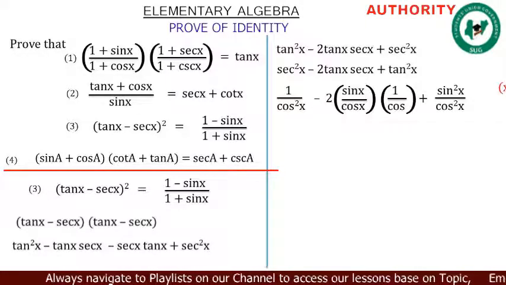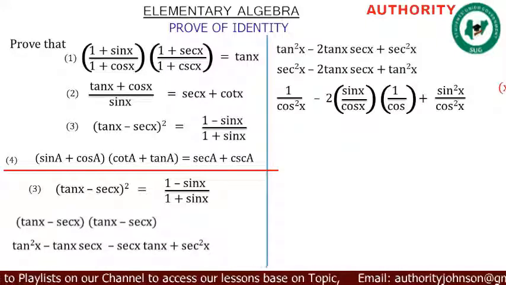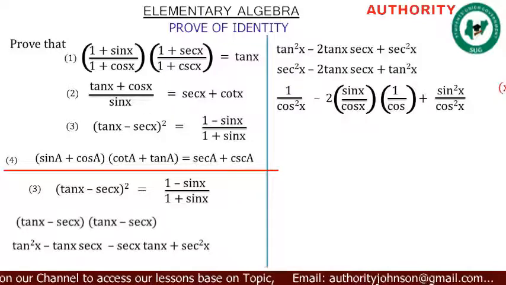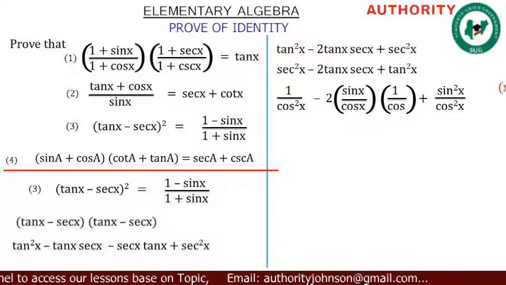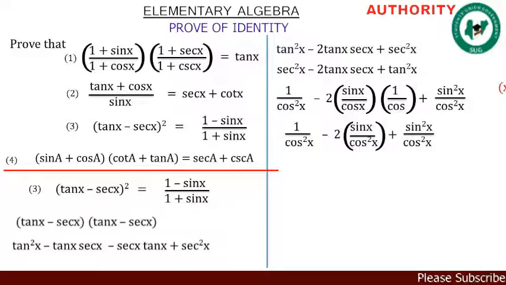We have minus 2 open bracket. This tan x can be written as sine x all over cos x, and this sec x is the same as 1 all over cos x. So we have minus 2 times sine x all over cos x times 1 all over cos x, plus this tan squared x, which is the same as sine squared x all over cos squared x. All right, yes. Now we have 1 all over cos squared x minus, in the center term, sine x times 1 gives us sine x, and cos x times cos x gives us cos squared x. Then plus sine squared x all over cos squared x.